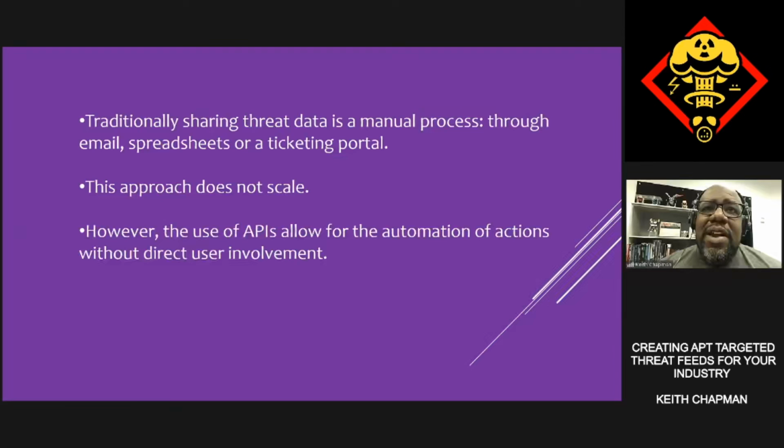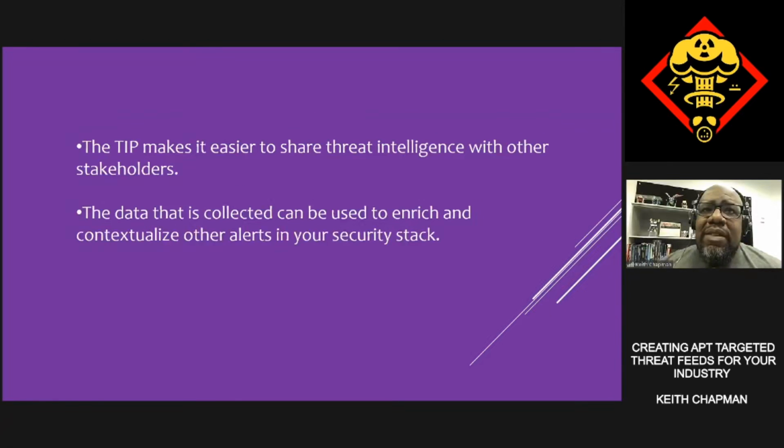Traditionally, sharing threat data is a manual process, either through email, spreadsheets, or a ticketing portal. This approach does not scale. However, the use of APIs allows for the automation of actions without direct user involvement. A TIP makes it easier to share threat intelligence with other stakeholders, and the data that's collected can be used to enrich and contextualize other alerts in the security stack.